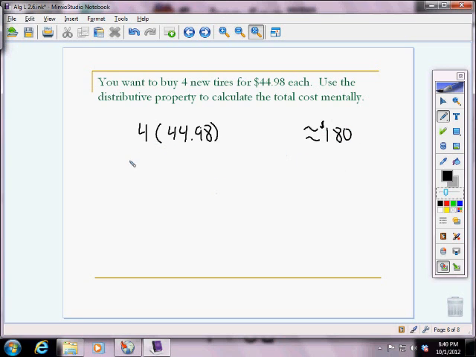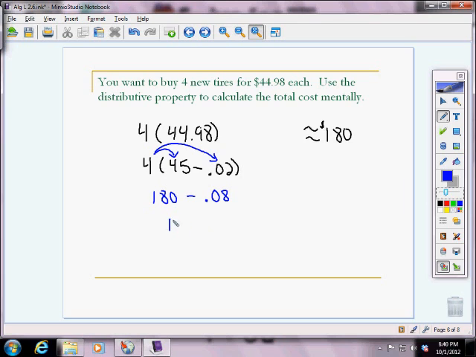Notice that $44.98 is really close to $45. In fact, it's just 2 cents less than $45. So if we rewrite $44.98 as 45 minus 2 cents, and then multiply it by 4, we can use the distributive property in our heads to come up with this. Like we said, 4 times 45 is 180. But we want to subtract this. Now what is 4 times, well, I think of it as 2 cents, 2 hundredths. But if you think of it as 2 cents, well, it's 4 times 2 cents, or 2 hundredths. And hopefully you can come up with 8 hundredths, or 8 cents.